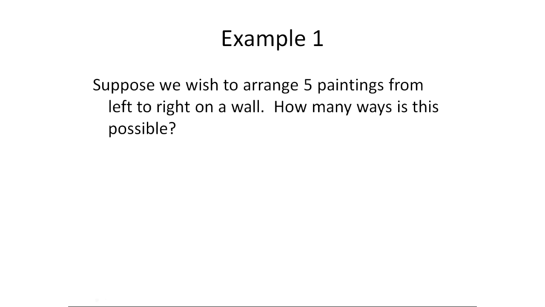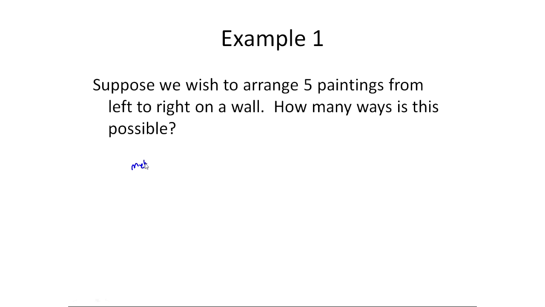So we'll just jump right into an example, and then we'll jump into other examples where you can see how these work. And so we'll look at this in 2 different ways. So it says, let's suppose we wish to arrange 5 paintings from left to right on a wall. So that tells you order matters, right? If the first painting is different, then it's a different arrangement of paintings. How many ways is this possible?